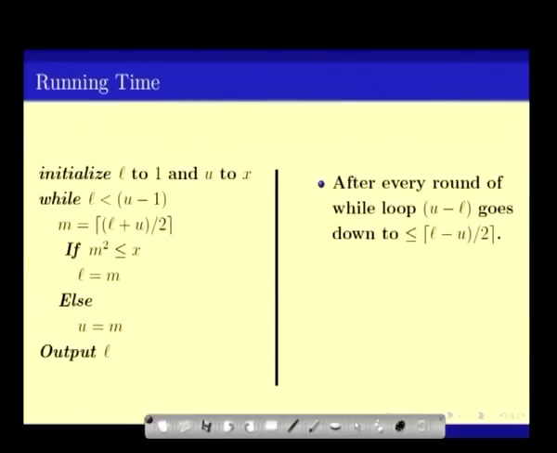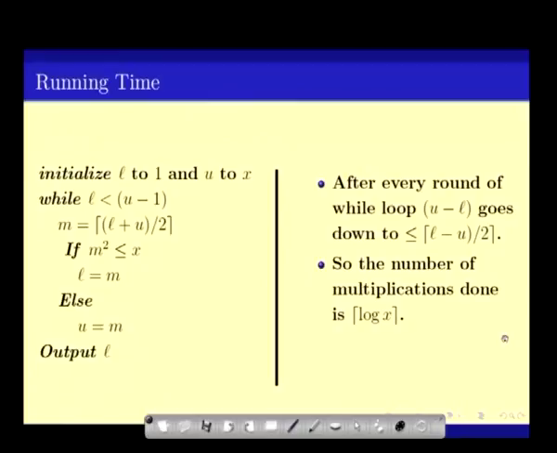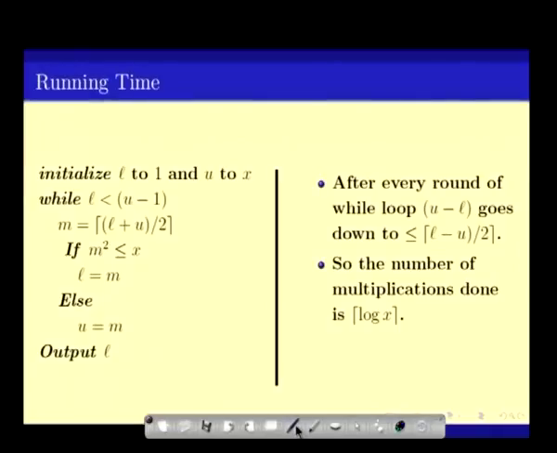The running time is very similar to the one for binary search. Every time we reduce the distance between L and U by half, so U minus L goes to (U minus L) by 2 every time. And the number of multiplications done. Okay, here what have we done? The number of steps basically depends on the multiplication, because other than some small set of register building like this and this, the main work is happening here, basically checking this particular part.